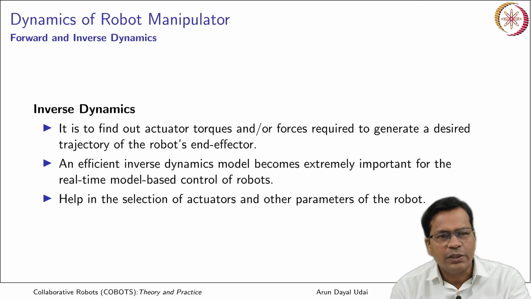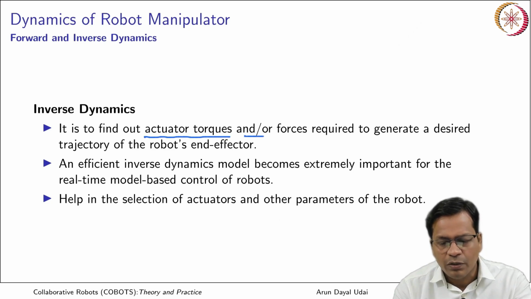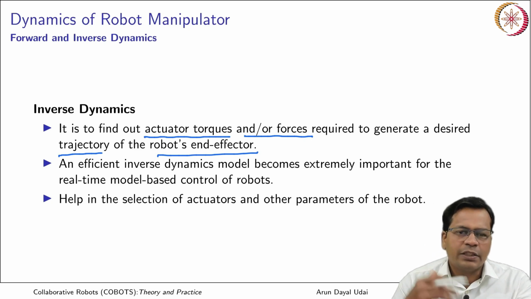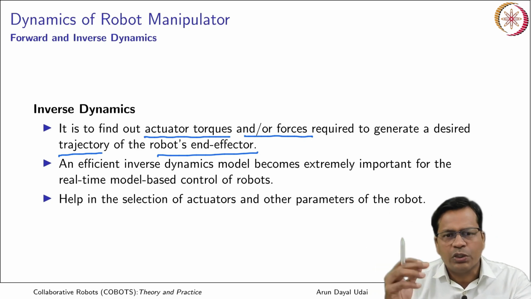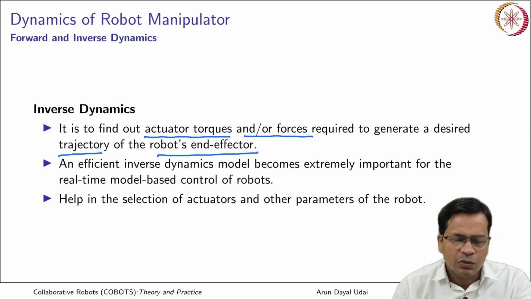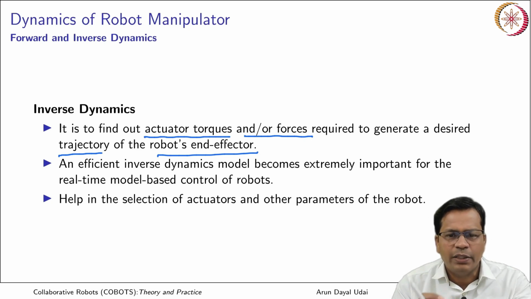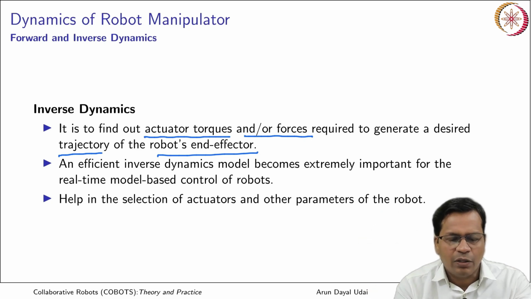And what is inverse dynamics? It is a way to find out the actuator torques and or forces required to generate the desired trajectory of the robot's end effector. If you already have the trajectory in your hand, let us say you want to use a robot for a painting operation, you already know what the motion of the joints and the end effector should be. Everything is known. Now you want to know the profile of the joint torques or forces which actually creates that particular motion. This kind of job is done using inverse dynamics.